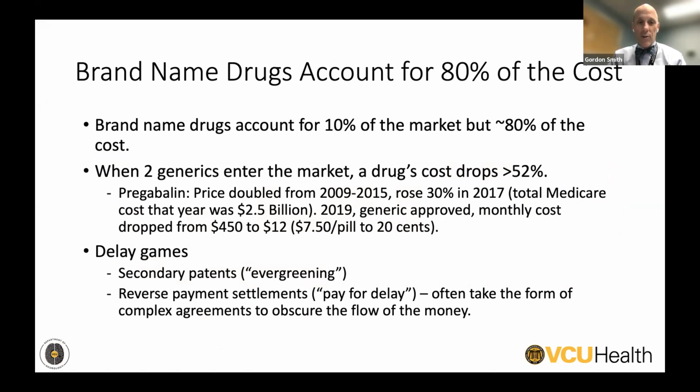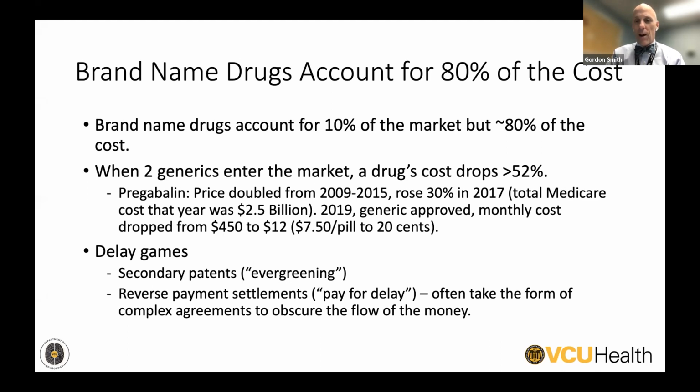And the reason for that is as soon as 2 generics enter the marketplace, the cost of the drug drops by over 50%. And a good example in many ways of what we're up against is pregabalin. So pregabalin was launched in 2019. Its price doubled in the next 6 years, rose another 30% in the next 2 years. So pretty impressive. The cost that year was $2.5 billion for Medicare. That's substantially more than Medicare spends on doctor visits for neurologists. The generics were approved in 2019, and the monthly cost dropped from $450 to $12, or pill by pill, $7.50 to 20 cents a pill when the generic came out.